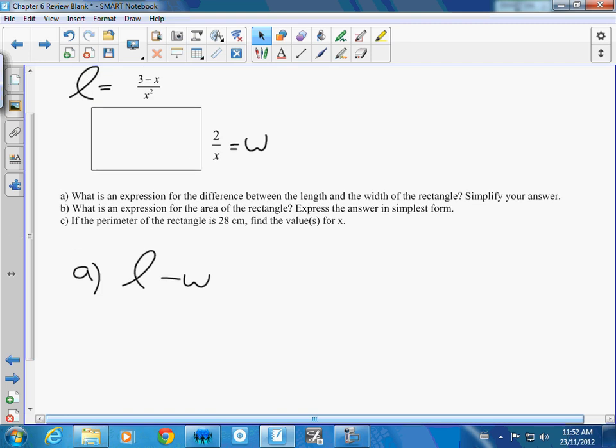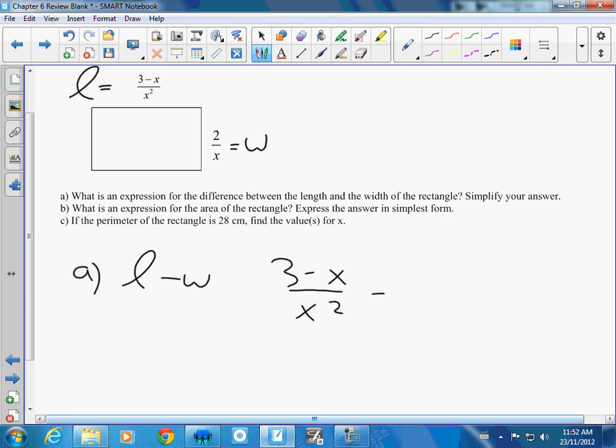What would it be? 3 minus x over x squared minus 2 over x. Okay. Is that correct so far? Did we just take the difference between the length and the width? With the expression, no, because it doesn't say an equation. It just says an expression. Expression is like when we add or subtract. If it's an equals, then we're solving, where we make it equal to something we have to solve. Okay?